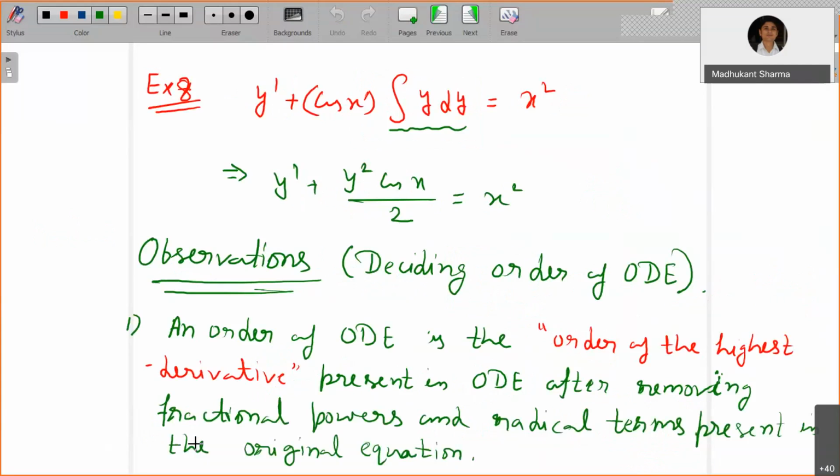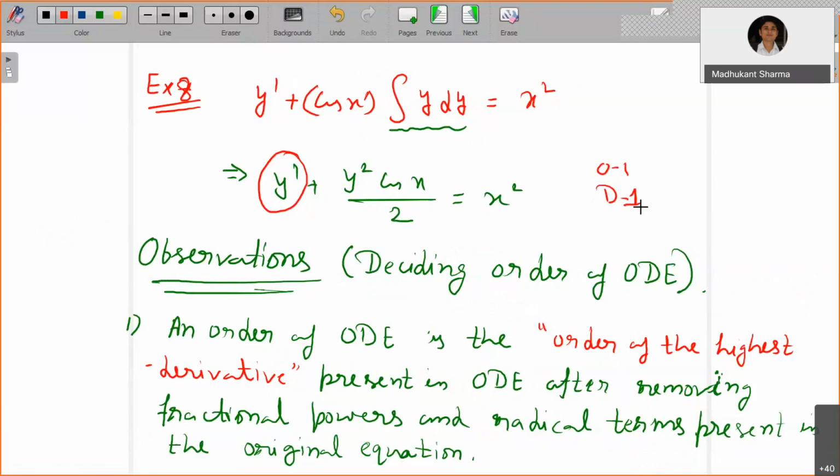Similarly, let me come back here. This is a simple form. This also can be fixed by replacing the integral of y dy by y square by 2. Now here the highest order derivative is y dash, the first order derivative, whose index is 1. So order 1, degree 1.